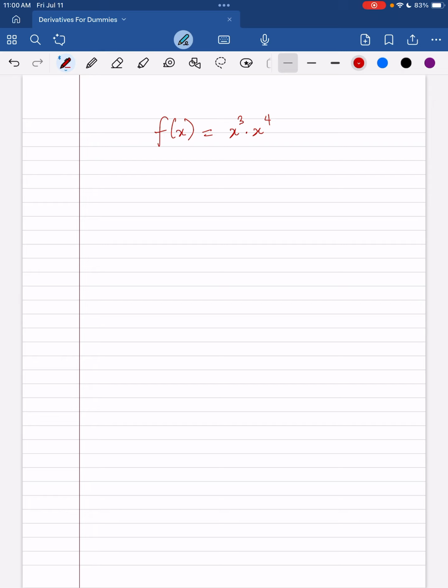F of x equals x to power 3 times x to power 4. Now the first thing is this: I want you to see this as a product of two things, x to power 3 times x to power 4. So let's call this 1 and 2. Whenever you have a product, it's best to split it into two parts. Now, the way you use the product rule is this. This is the product rule in its simple explanation.